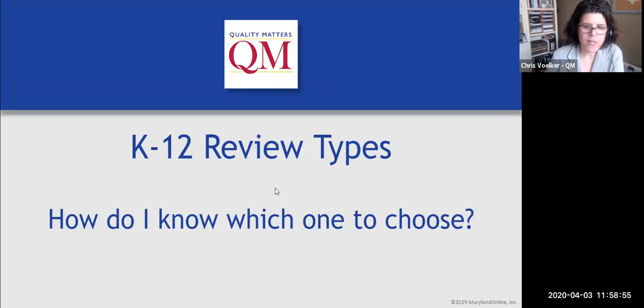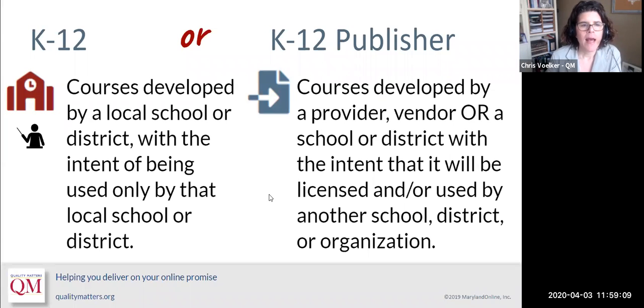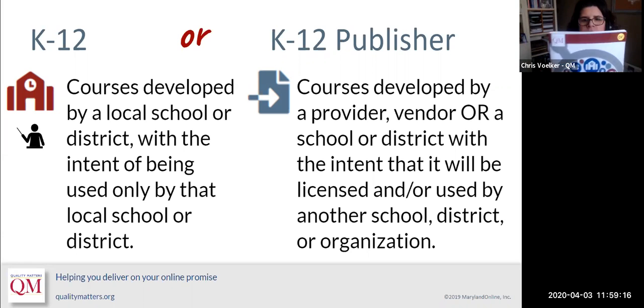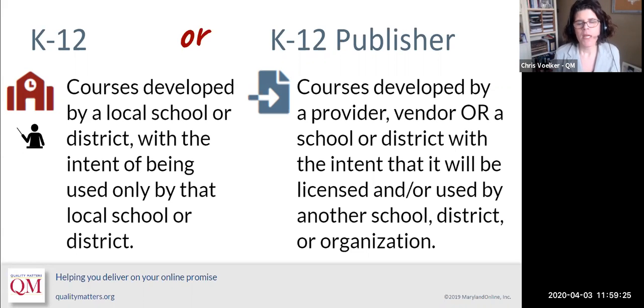So I wanted to start with this first question, which is one of the biggest questions that we get: how do I know which K-12 review type to choose? Our K-12 rubric actually has two rubrics in one. It has what we call our K-12 rubric and then our K-12 publisher rubric. So these are our two different review types, and there are different reasons why you would choose one over the other.